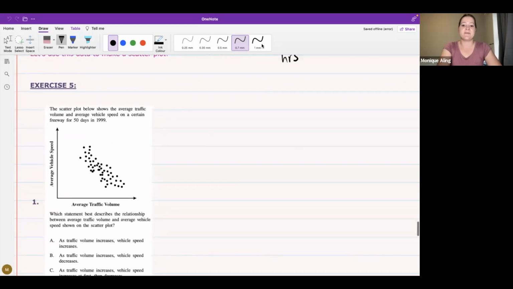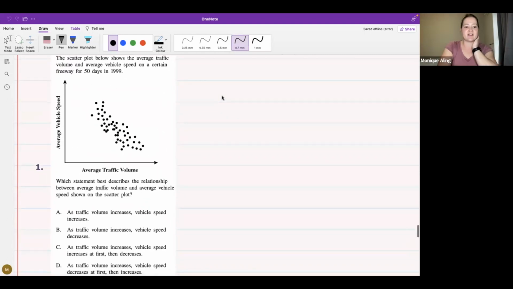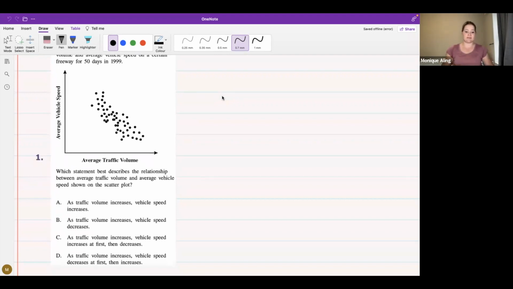Cool, thanks, Apiwe. All right, so nice multiple choice question. The scatter plot below shows the average traffic volume and average vehicle speed on a certain freeway for 50 days in 1999. Okay, so we can see a correlation over there. Which statement best describes the relationship between the traffic volume and the vehicle speed shown on the scatter plot? Is it A, B, C, or D?